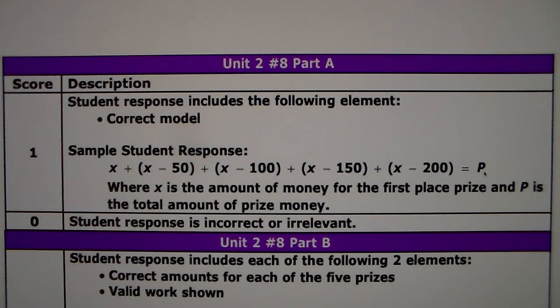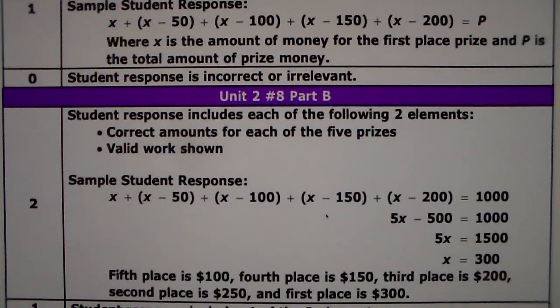And that will equal the prize money, because you're going to take that prize money and break it apart amongst the five places, where first place has the most, and each place after that has $50 less than the previous place. Where X is the amount of money for the first place prize, and P is the total amount of the prize money.